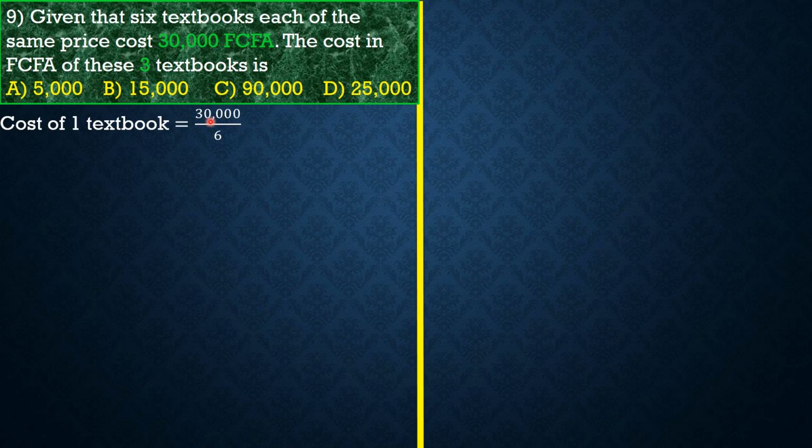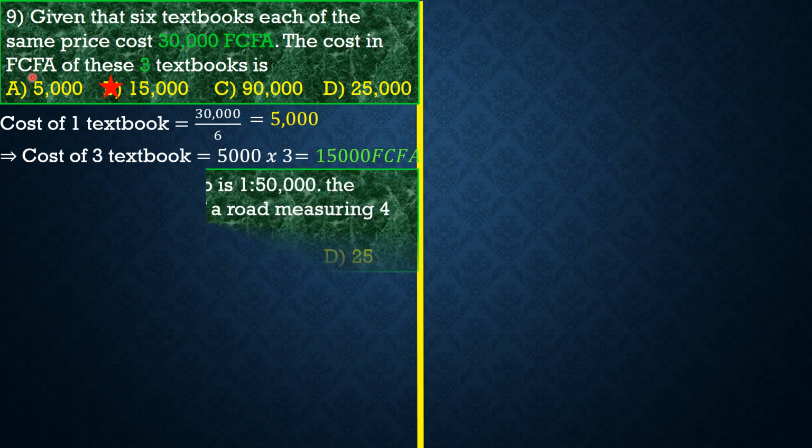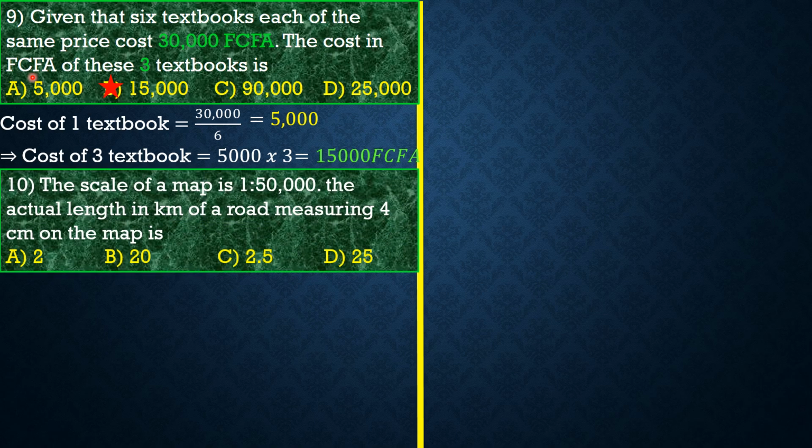When we do that, guys, we're going to have the cost of one textbook to be 5,000. Then now, guys, for 3 textbooks, we are simply going to take 5,000 multiplied by 3. When we do that, guys, we are going to have an answer of 15,000 francs CFA. Great. So, guys, option B has to be the best option for our question. Now, guys, the question 10 simply reads that the scale of a map is 1:50,000. The actual length in kilometers of a road measuring 4 centimeters on the map is. Okay, guys, these are the various options.